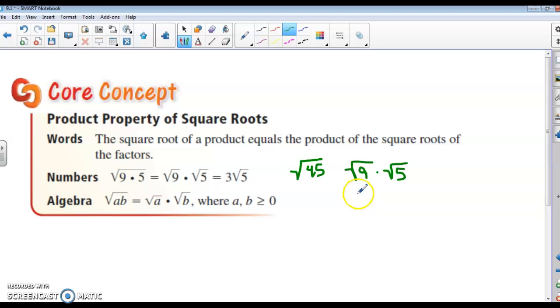So the square root of 9 is 3, and the square root of 5, I just keep it the square root of 5 because that's an irrational number, and so we leave it like that. That's in simplified radical form. So that's what we're going to be doing today.